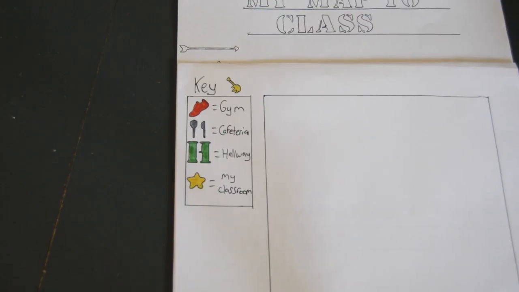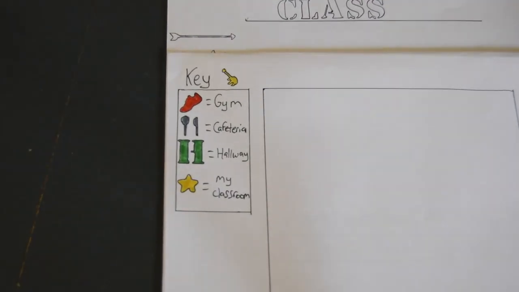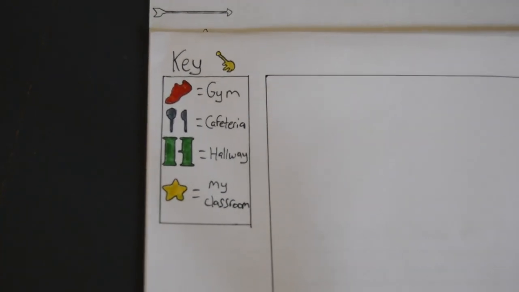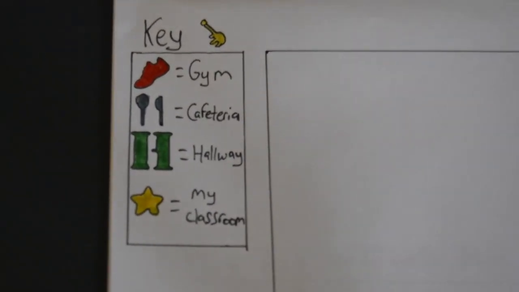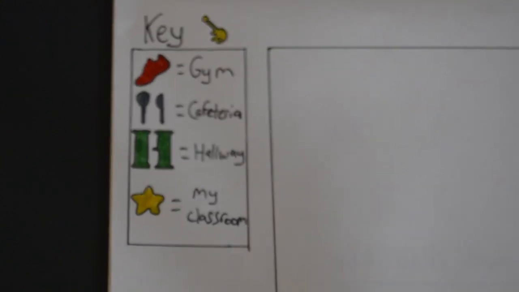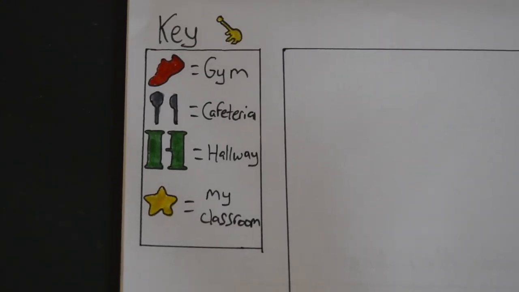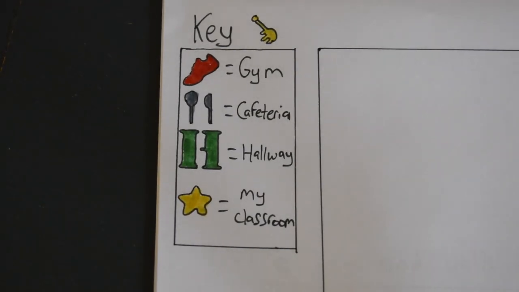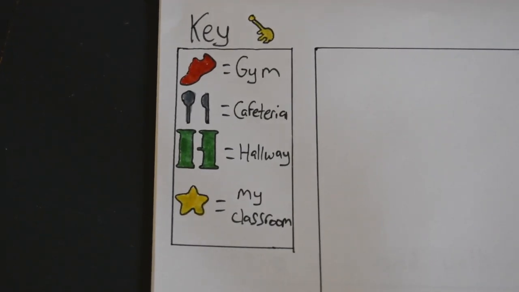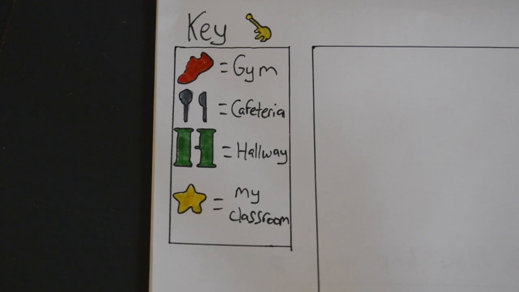So instead of taking up a lot of space on my map to write the word cafeteria, I'm just going to draw that knife and fork, and I'm going to make sure that people know what that means in my key. Another symbol I'm going to use is a sneaker, and that's going to symbolize the gym. So when people are looking at that map, they'll know where the gym is supposed to be.